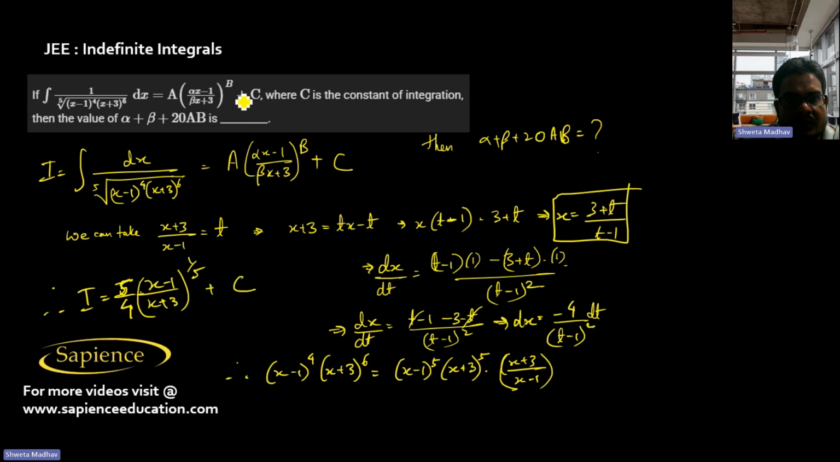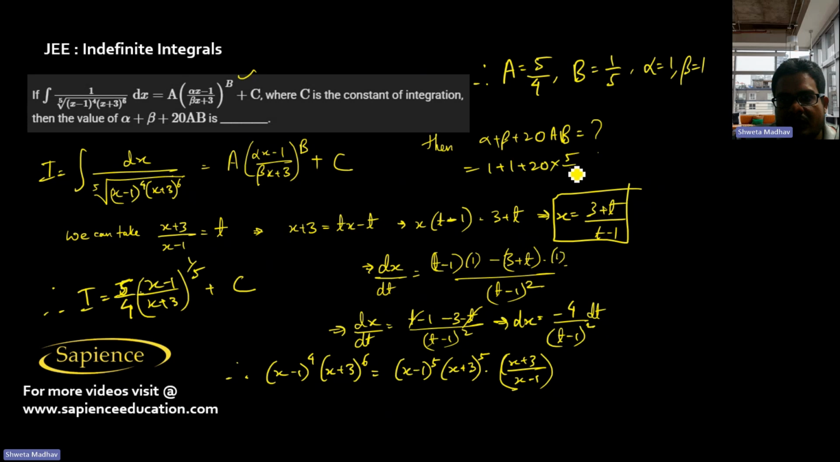So if we compare this with this, we get that the value of a is 5 by 4, capital B is 1 by 5, alpha is 1, and beta is also 1. So therefore alpha plus beta, that is 1 plus 1, plus 20 into a, that is 5 by 4, into 1 by 5, that is 5 5 cancel, 4 5 is 20, so 5 plus 2, that is 7. So 7 is the answer.